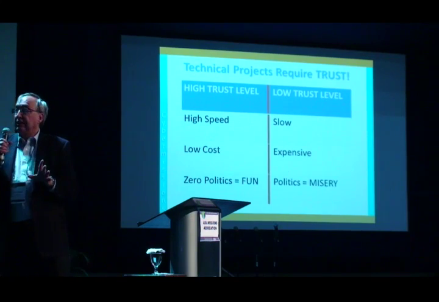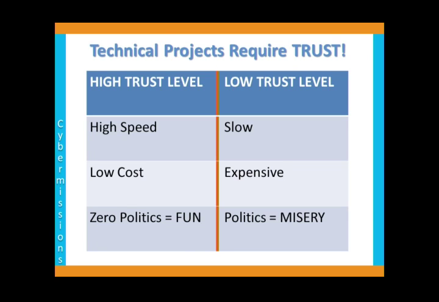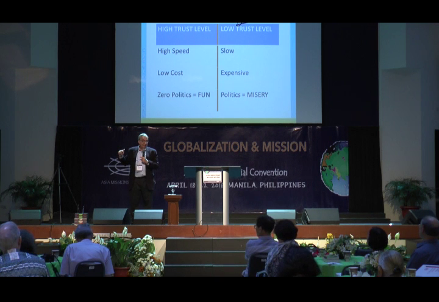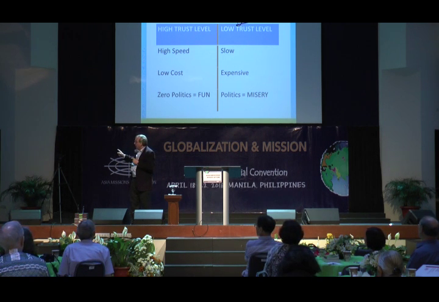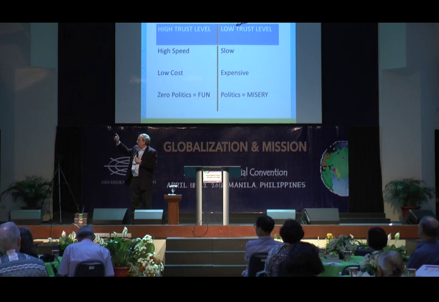Okay. So technical projects require trust, and they require a lot of trust. If you have a high trust level, what happens? High speed, low cost, zero politics. All right? This is all pinched from one of Covey's son's books, which is called Leadership at the Speed of Trust. High trust level, high speed, low cost, zero politics. Low trust level, slow, expensive, lots of politics and misery.